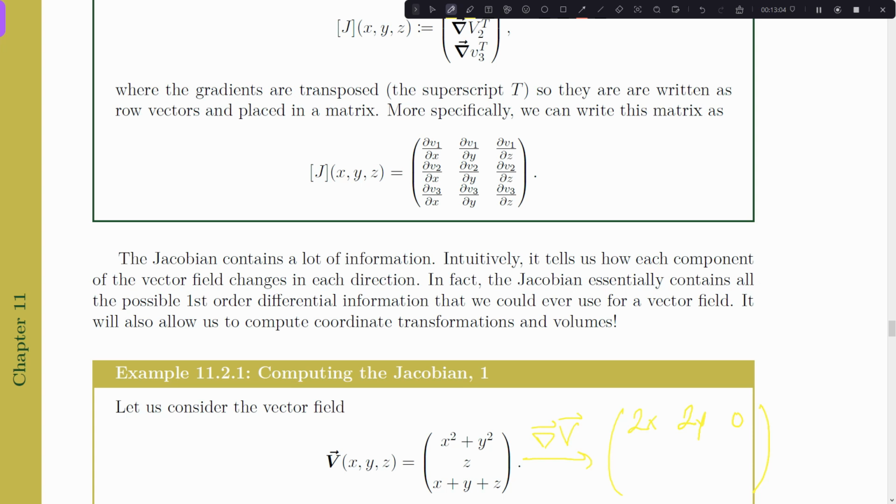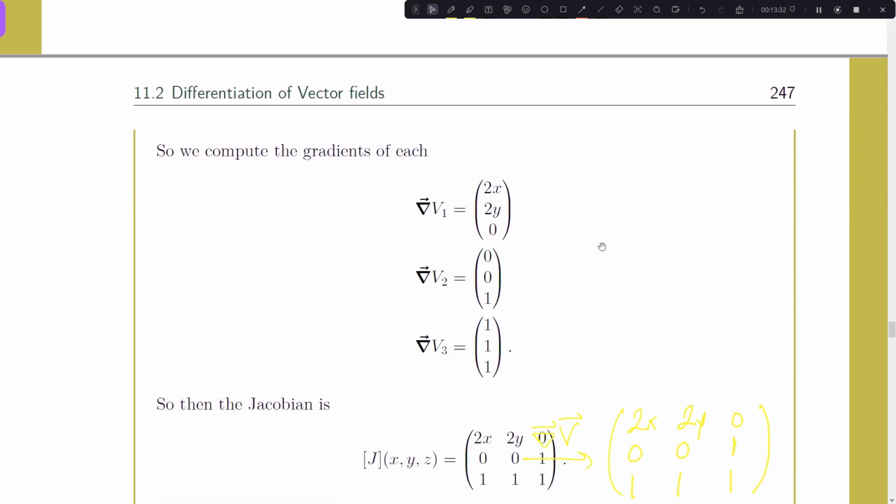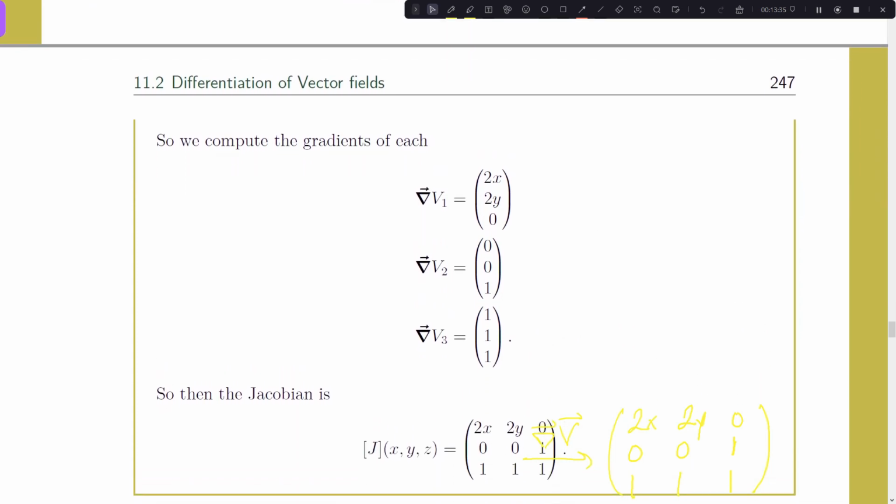I shift down, I do partial x of the second component, 0. Partial y of the second component, 0. Partial z of the second component, 1. I move down again, partial x of the third component, 1, partial y of the third component, 1, partial z of the third component, 1. All right, so this is what I'm claiming is the Jacobian. Let's scroll down and see if we've actually got it right. There we go. We've performed it correctly. So that's how we can think about computing the Jacobian.